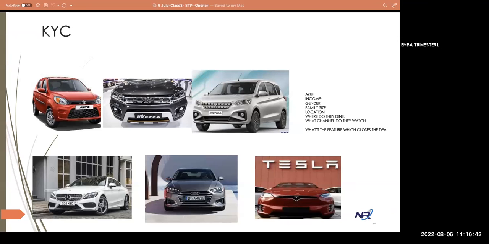Let's see if something has come up as answers. Alto, age 30 to 45. Yeah, what about all other features, Priyanka? What would be the income level? What's the time? 2:17. We'll give you 5 minutes for you to work on it and then we can look at it.